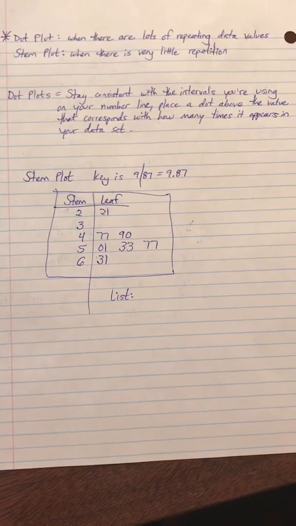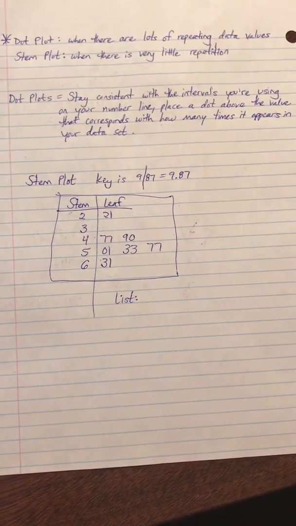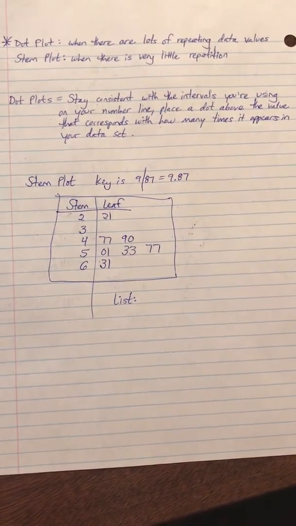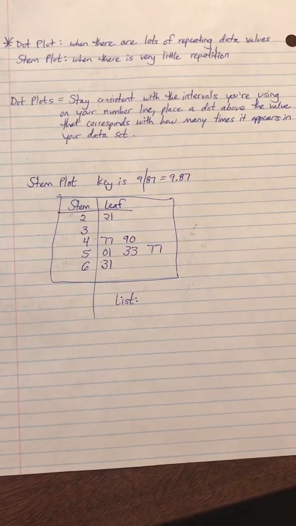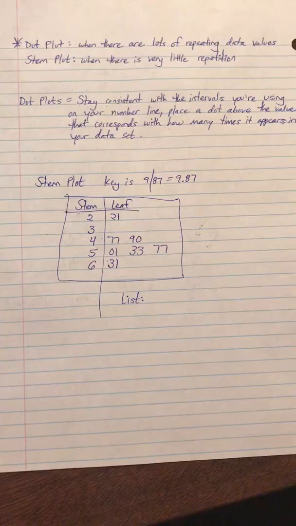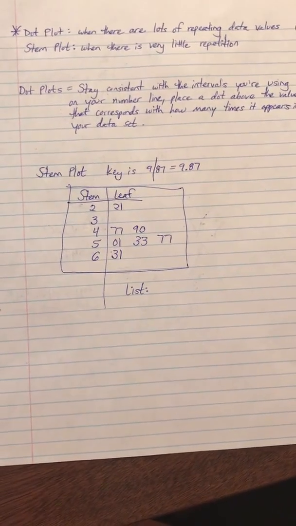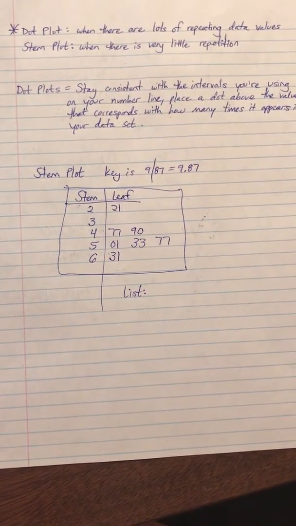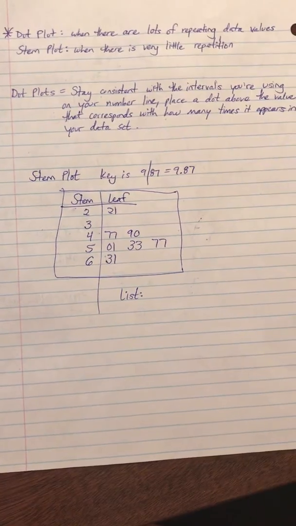Beyond that, the biggest thing with dot plots is to stay consistent with the intervals that you're using on your number line. So if you're counting by ones, you have to keep counting by ones. If you're counting by twos, you have to keep counting by twos. Whatever it is you decide your interval to be, just stay consistent.